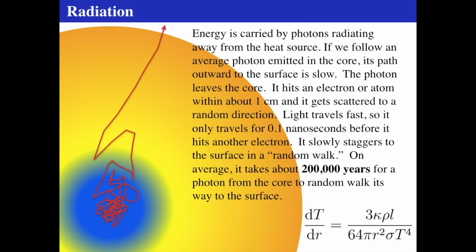Once it gets closer to the surface, though, energy tends to be carried instead by convection. And that's what we've seen at the surface of the sun. That's why I drew the arrow long toward the surface, but doing that random walk in the core.